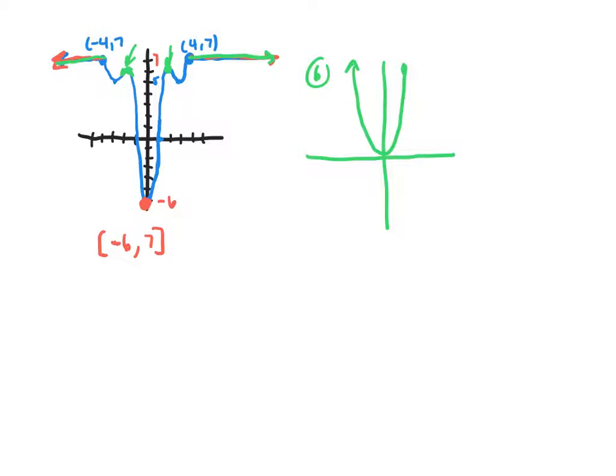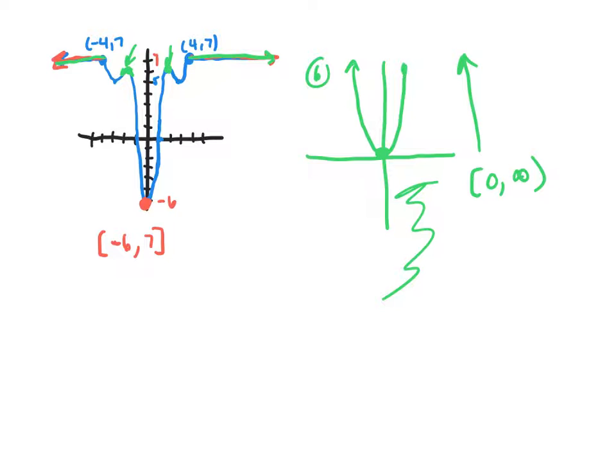And the range is the set of y values. And the first y value is 0 and it goes up. So your range is 0 to +infinity. And it says, is the range -infinity to +infinity? And the answer is no, because you don't have any graph down here.